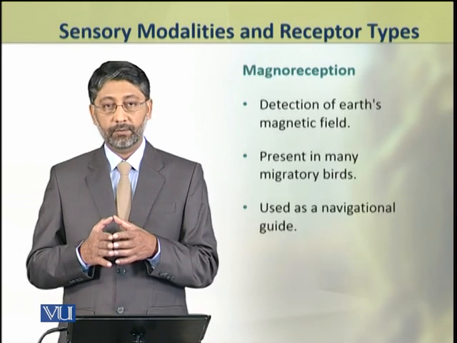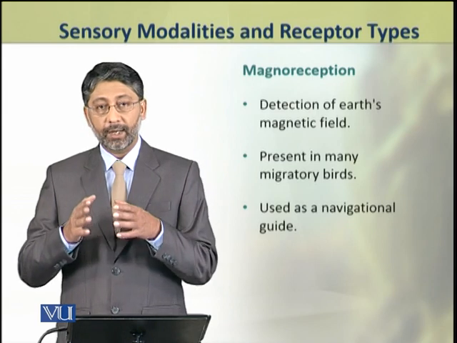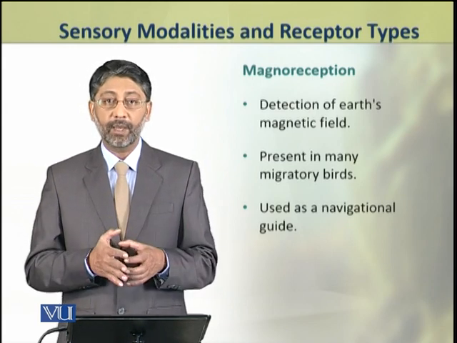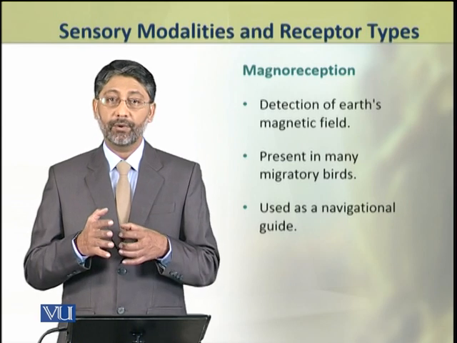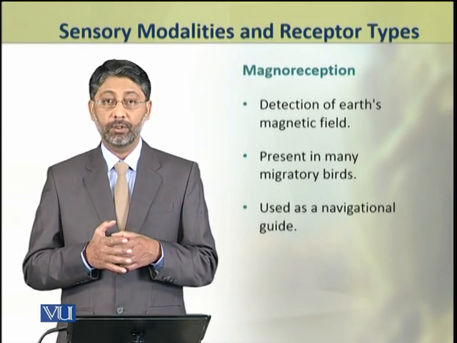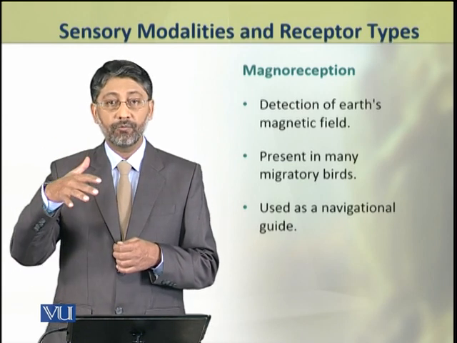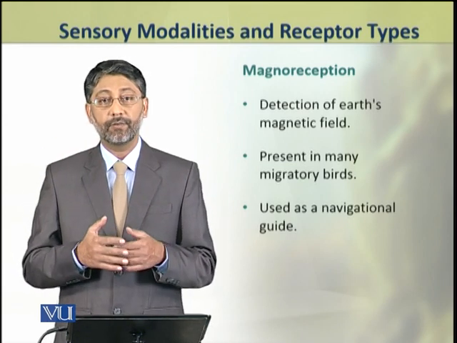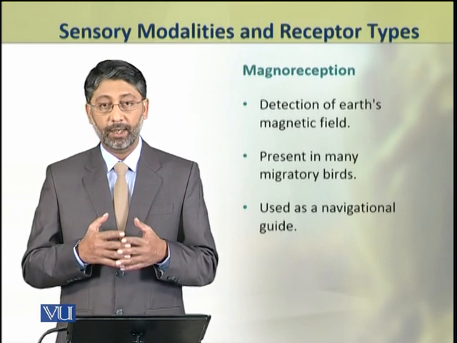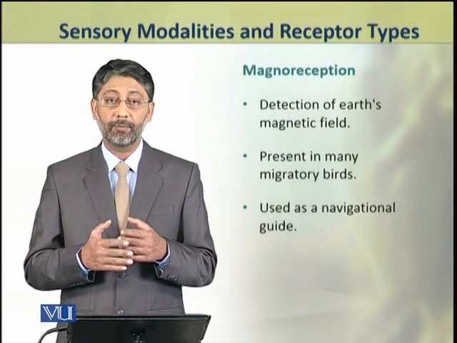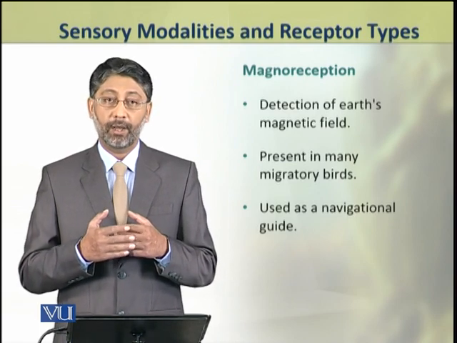Dear students, to perceive the earth's magnetic field, birds have special magnoreceptors which provide them a sense of direction during navigation and movement in the sky. Such receptors are mostly present in migratory birds.